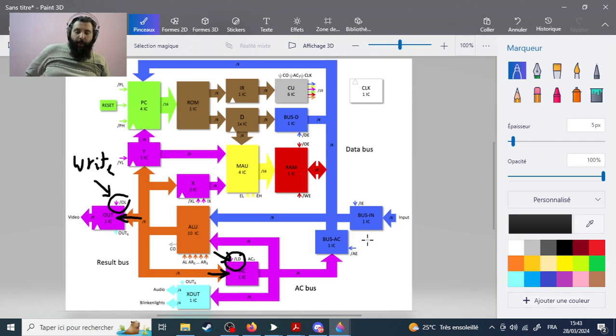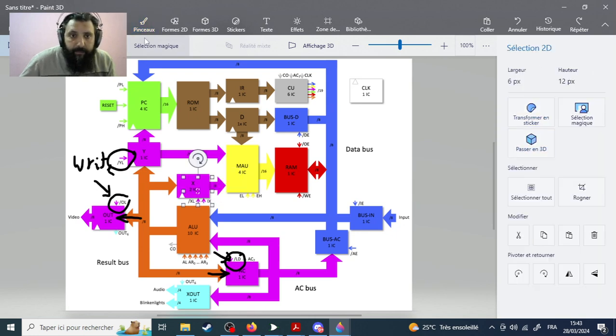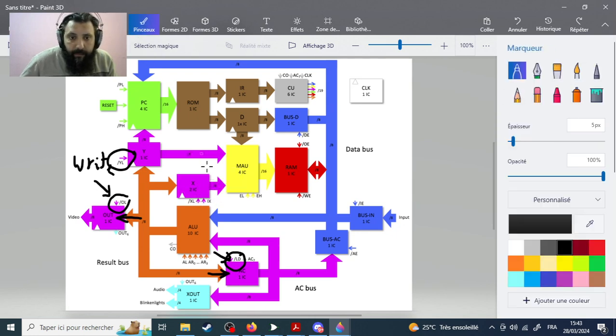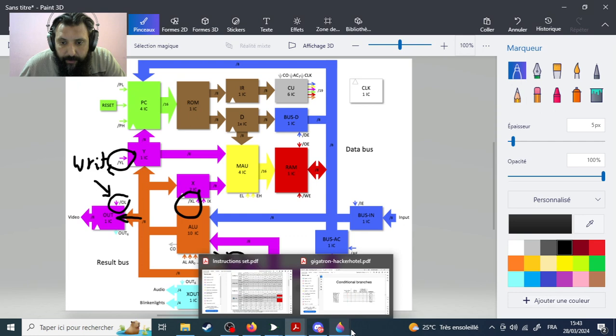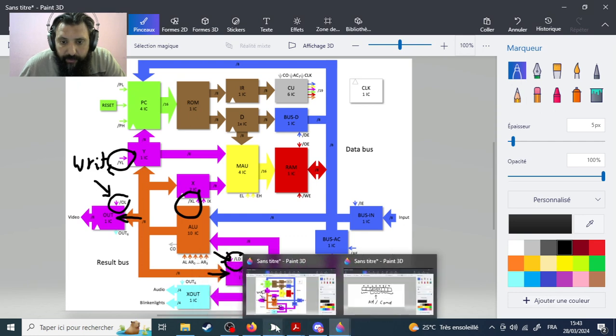LD and OL are like YL and XL. Do you understand that? Yes, they are the signals for writing a new value. Okay, let's continue.